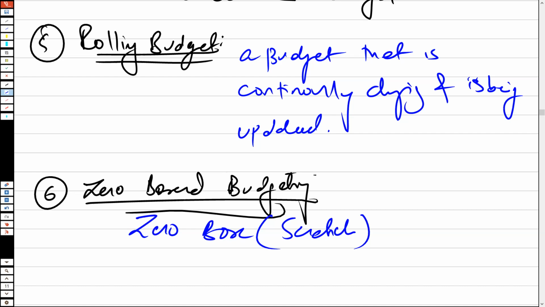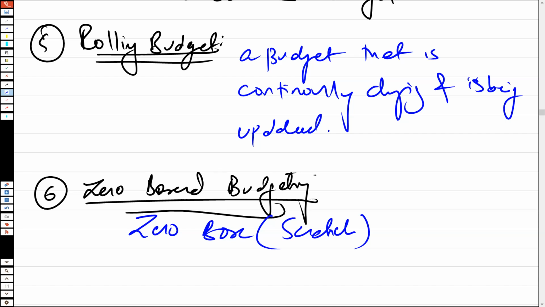So when it comes to zero-based budgeting, let me repeat again. Zero-based budgeting is one of those budgeting techniques where every single budget allocation is being justified. Without the justification, you just cannot have budgetary allocation given to any department in the organization. So that's what happens with respect to zero-based budgeting.